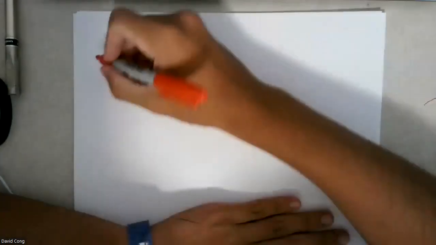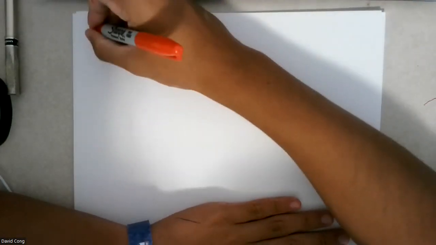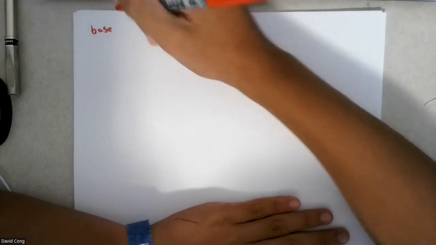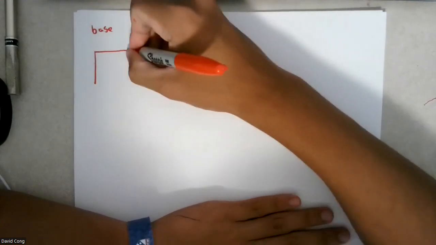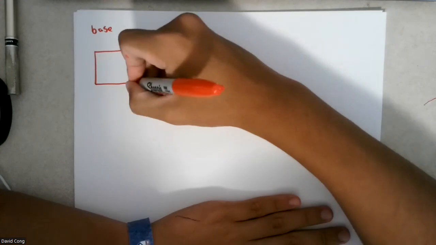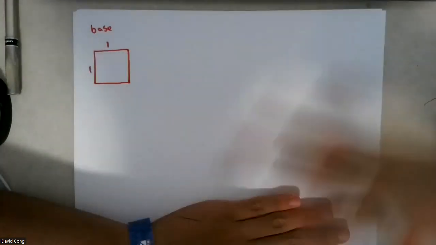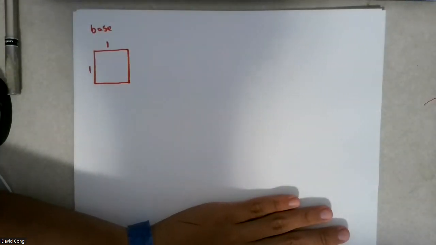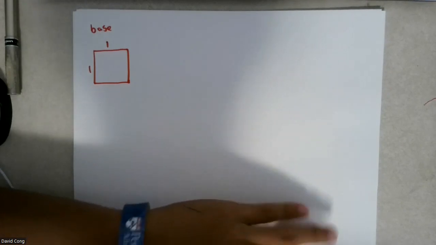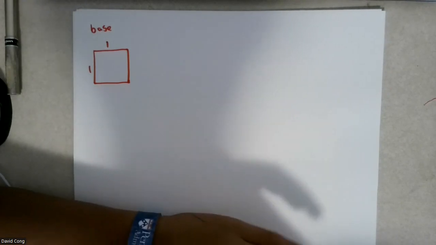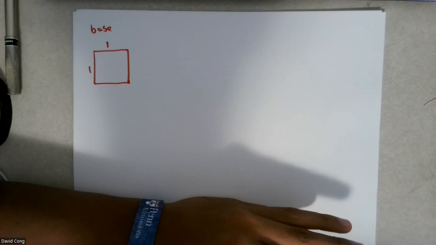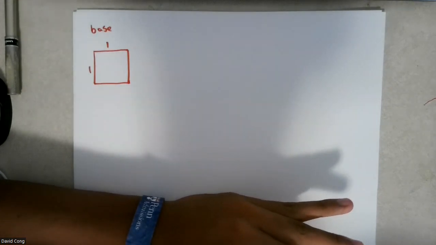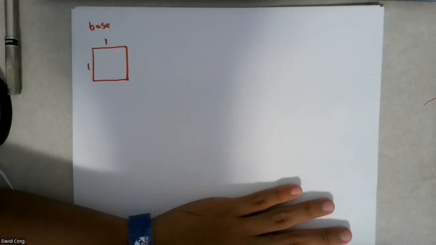Okay, so what do we know? We know we have a perfect cube. So the base, no matter what, is a 1 by 1, right? Because we're cutting parallel. Every single base is a 1 by 1. So the bottom of A, the bottom of B, the bottom of C, and the bottom of D all have a surface area of 1.